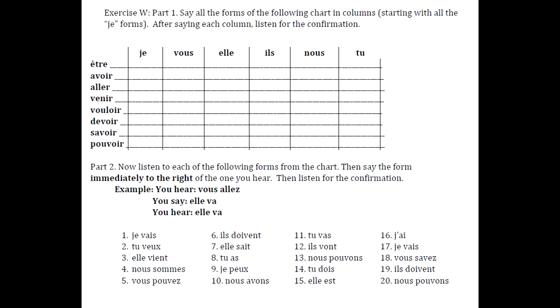Part 2. Now listen to each of the following forms from the chart above. Then say the form immediately to the right of the one you hear. Then listen for the confirmation. For example, you hear vous allez. You say elle va. You hear elle va.